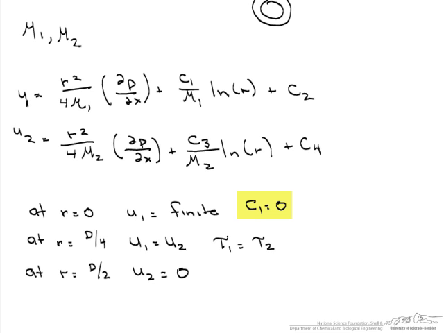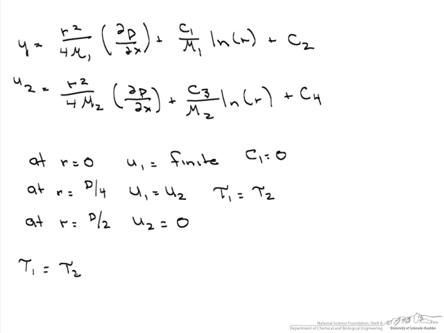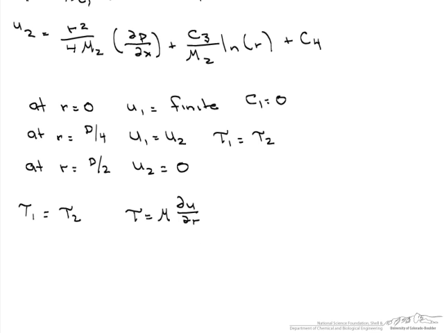So we've already solved for c1, and there are a number of ways to go about this. Using any one of your boundary conditions, you can solve for your constants. In this particular case, using tau1 equals tau2 is probably the easiest boundary condition to work with. And the reason for that is since tau equals mu du dr, when we take a derivative of either one of our velocities, we're going to end up dropping out some of our constants.